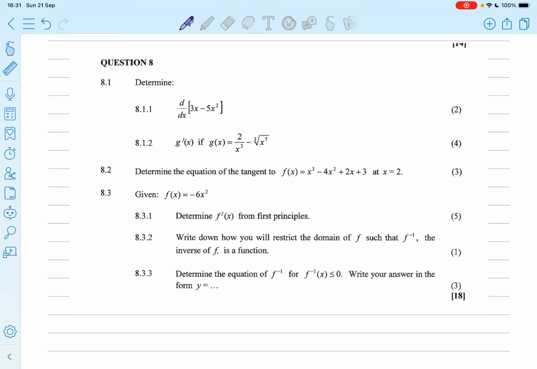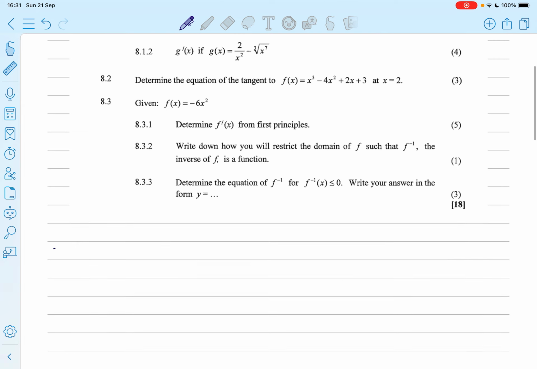Hi there. In this video, we are looking at a differential calculus exam level problem. This question was taken from the November 2024 Maths Paper 1 exam. Okay, let's get into it. So starting with 8.1.1, we have been asked to get the derivative of that equation. So let us begin.